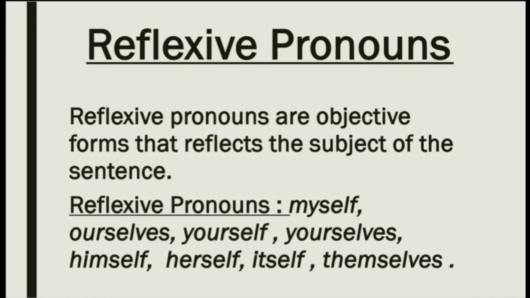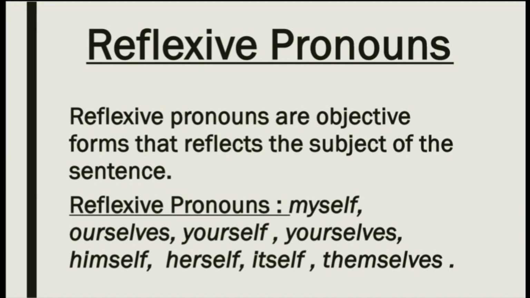What are reflexive pronouns? Reflexive pronouns are objective forms that reflect the subject of the sentence. Therefore it is used as the receiver of an action. It is used in the position of an object in the sentence. Therefore it has objective forms. A reflexive pronoun is a pronoun which is used as an object, that is, the receiver of the action, and it refers back to the subject of a sentence. Okay, so it takes the place of a subject pronoun and an object pronoun in the sentence.